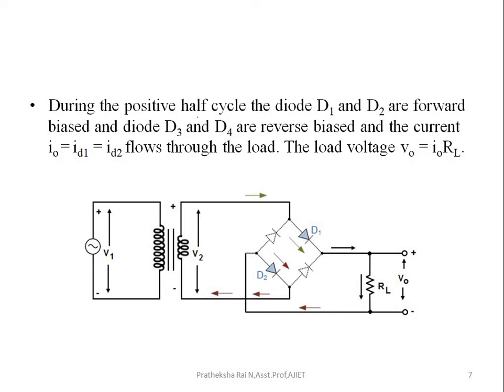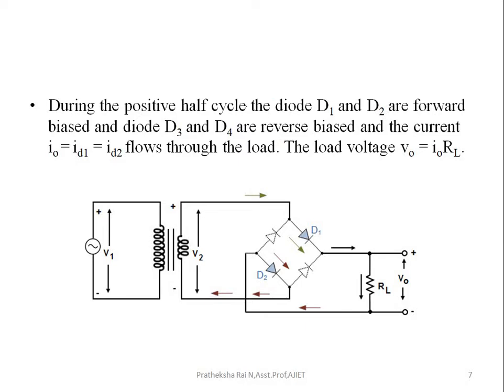During the positive half cycle, diodes D1 and D2 are forward biased and diodes D3 and D4 are reverse biased, as we saw in the previous video. Now what is the current that is flowing? The current flowing is the current through diode D1 or through diode D2. It is one and the same because it flows through the load.